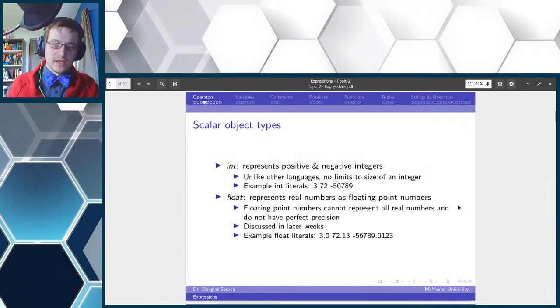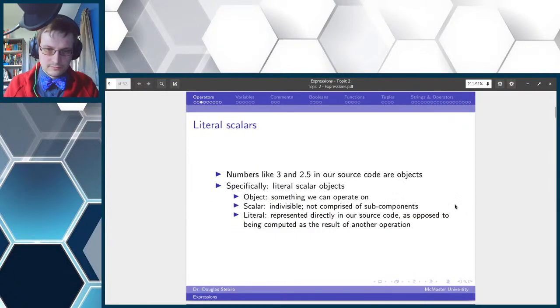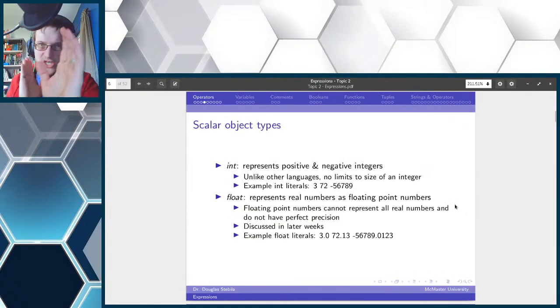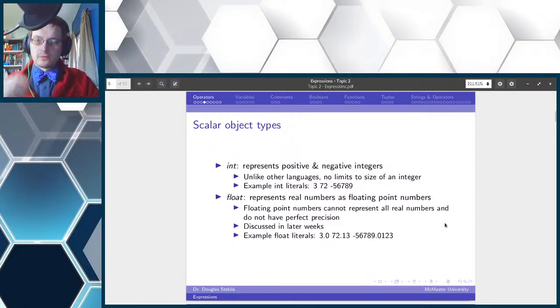Cool. So, scalar object types. I've already talked about these a fair amount, but here we go. There are 2 primary numeric types that you have to worry about: integers and floating point numbers. An integer represents positive and negative whole numbers.